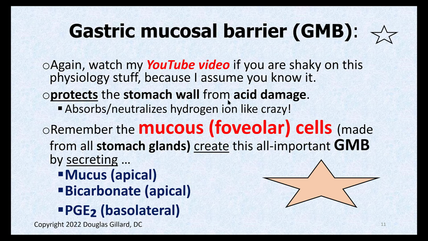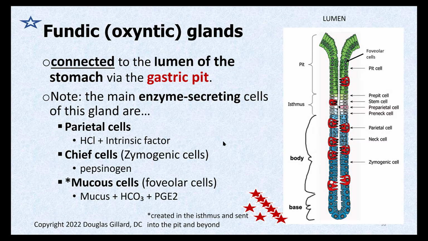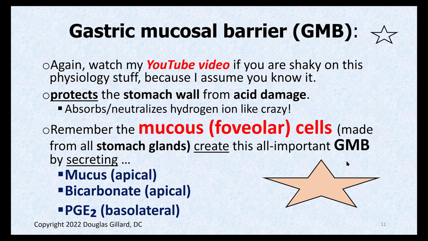Okay, the mucus is made by those foveolar cells, these guys right here. Right, and again, we're looking at the oxyntic gland. And those are, did I call those parietal glands? Those are parietal cells. I knew something was bothering me there. And these are chief cells or zymogen cells. Okay.